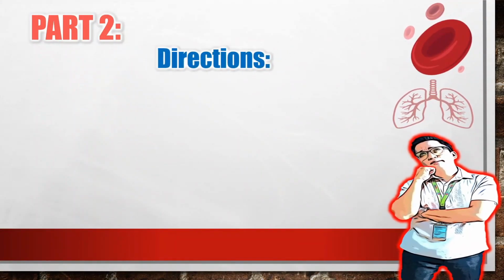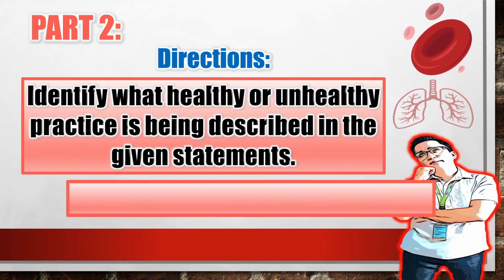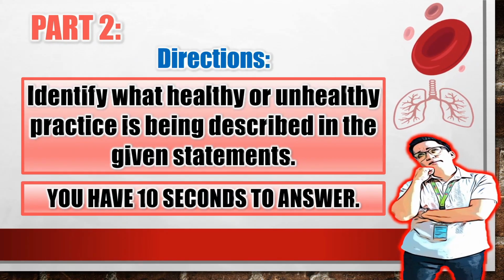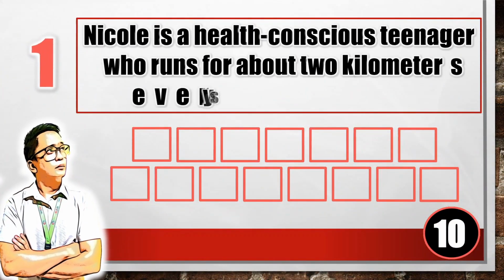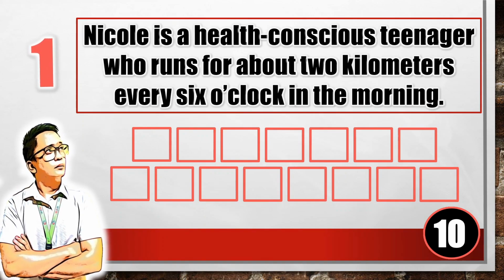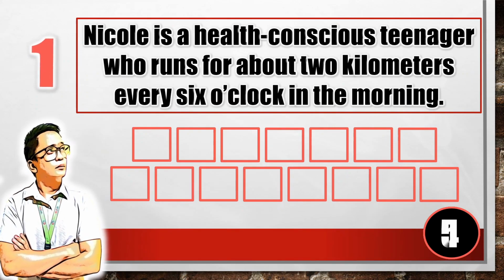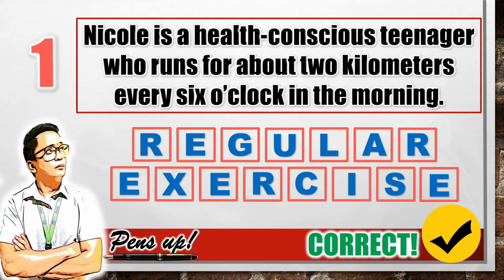Part 2. Directions. Identify what healthy or unhealthy practice is being described in the given statements. You have 10 seconds to answer. Number 1. Nicole is a health-conscious teenager who runs for about 2 kilometers every 6 o'clock in the morning. Your timer starts now. Hands up. The correct answer is regular exercise.